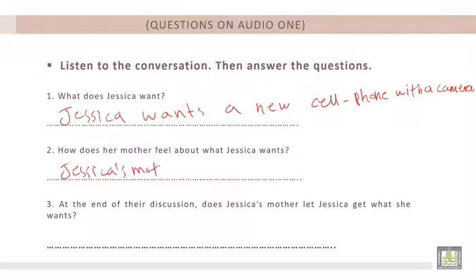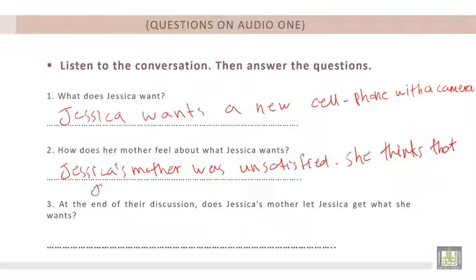Jessica's mother was unsatisfied because she thinks that Jessica does not need a new cell phone. She thinks that Jessica does not need a new cell phone.